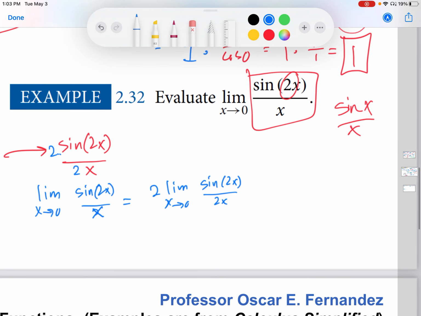Okay? And then we're going to play the same game that we just did a minute ago that I played verbally. So as x goes to 0, 2x goes to 0 because I'm just multiplying by 2. And here's the same 2x. So maybe I can think of this as the limit as u goes to 0 of sine of u over u, where I'm thinking here of u as 2x.